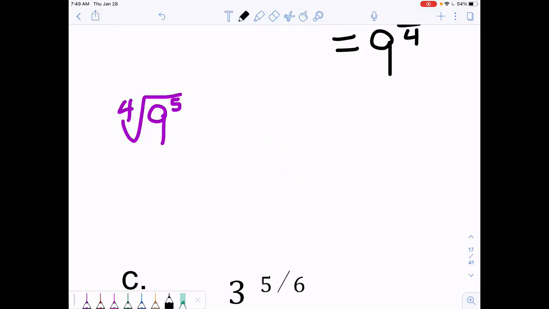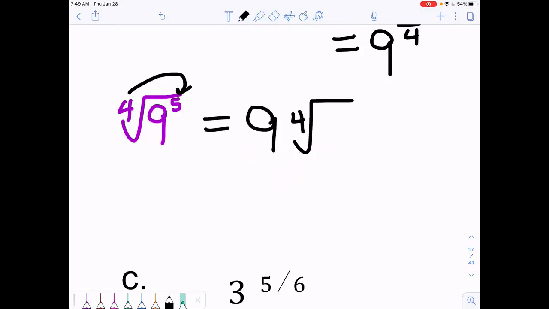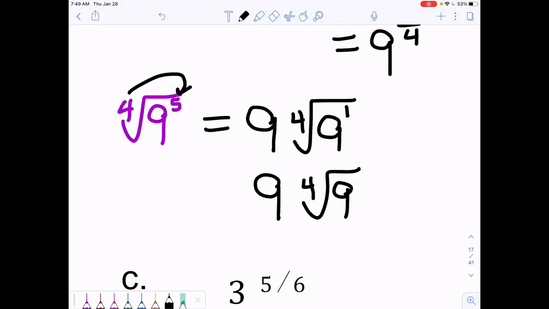So Jaden, 4 goes into 5 one time. A 9 comes out instead of an x. And then you still have a 9 to the 1 left over because you have 1 9 left over. Now it's simplified as a radical. So I have 9 4th root of 9. Before we move on, are there questions? So we wrote it as a radical using what we did in section 6.1, and then we simplified that radical. A rational exponent and a radical move back and forth.